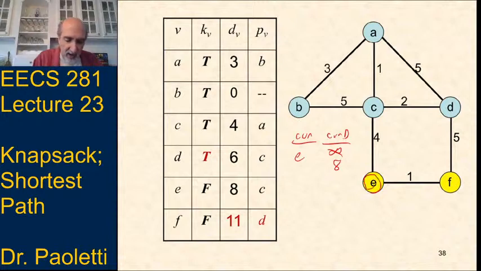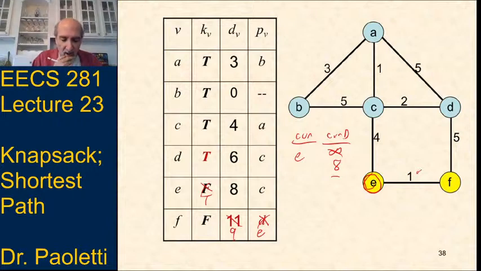I mark E as true. And then I update the neighbors. True, true, true, true, true. False. Aha, F is false. I can get to F at a cost of 8 plus 1, which is better than 11. So I can get there at a cost of 9 if I get there from E.